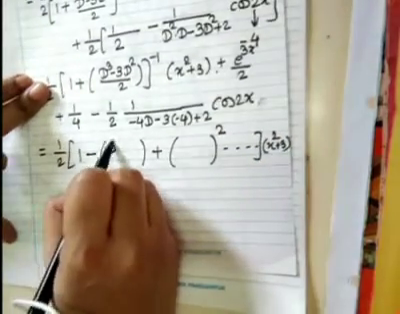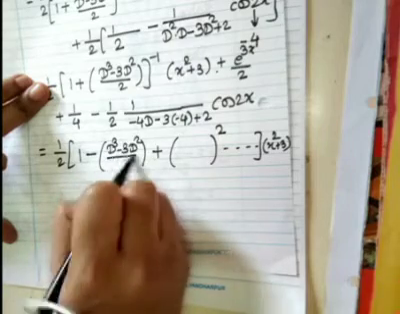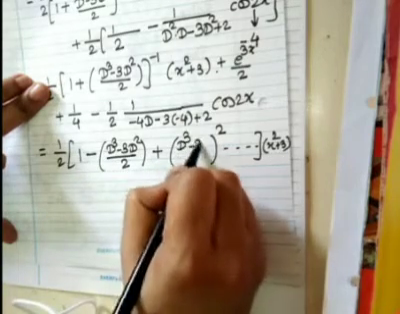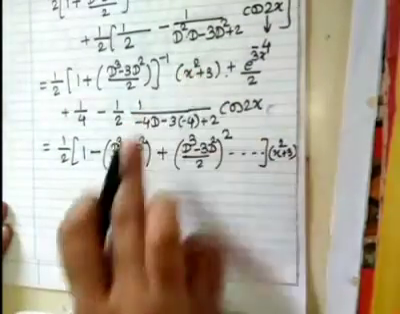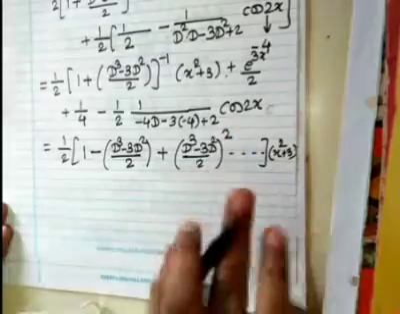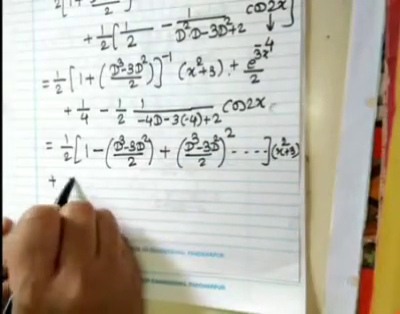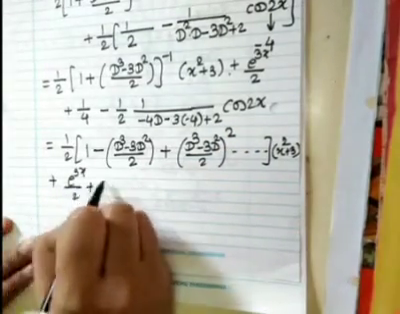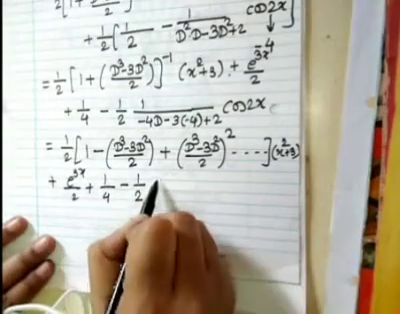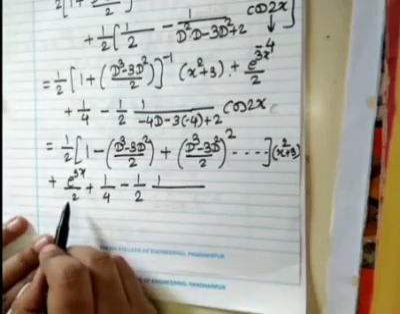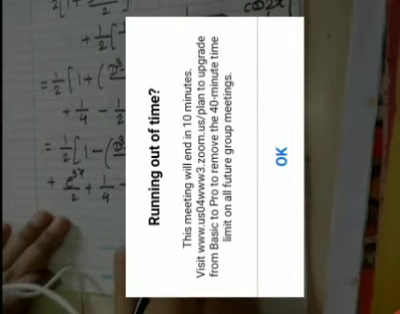Now that term I'll write d cube minus 3d square by 2, and (d cube minus 3d square by 2) square. As it is square, I have to write that term up to square, plus e raised to 3x by 2 plus 1 by 4, this part is finished as it is, minus 1 by 2 into, what is this term? Minus 4d plus 12 plus 2, 12 plus 2, 14 into cos 2x.